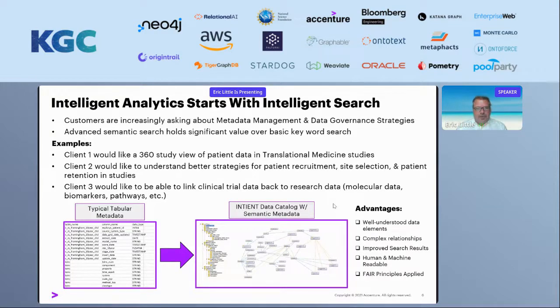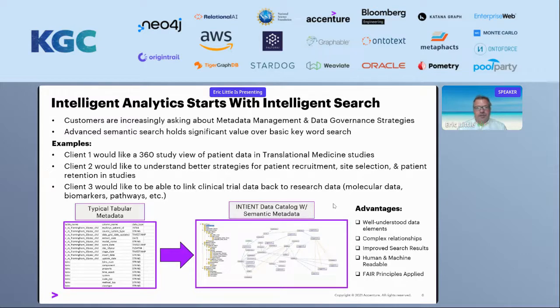So for example, I'm listing here some items. One client would like a 360 degree view of patient data in their translational medicine study. So what can you tell me completely about this patient that's going through, for example, a cancer treatment?